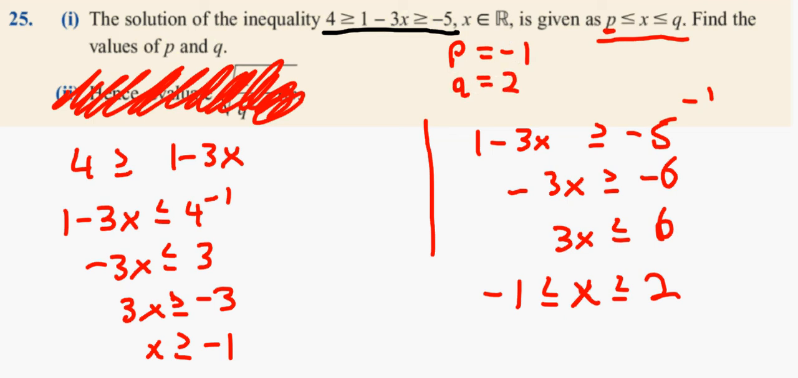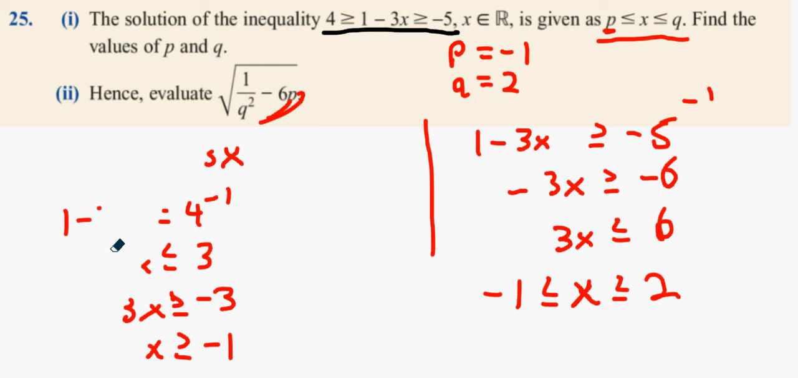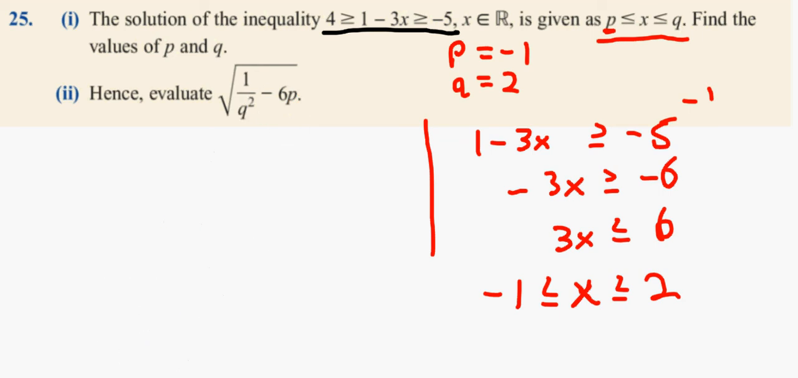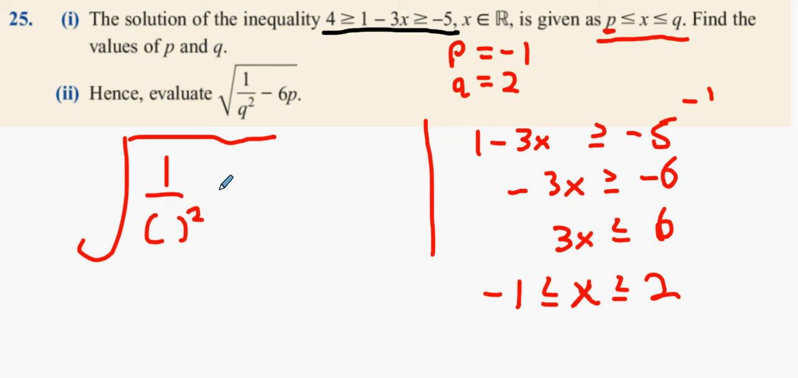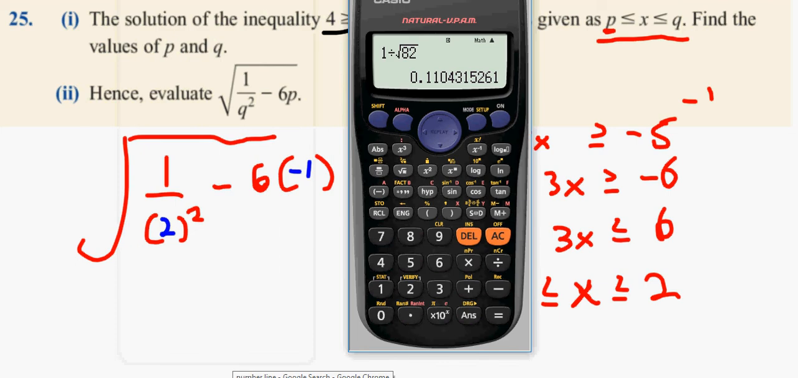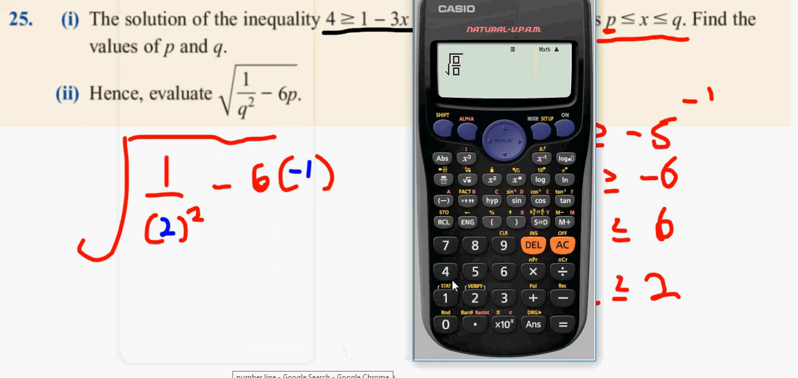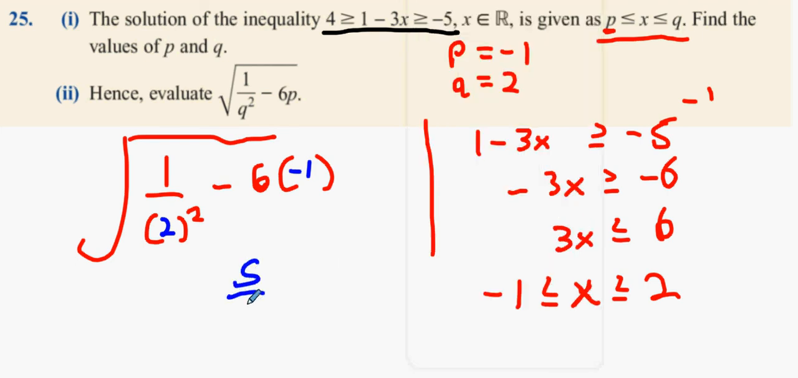2. And then it wants me to do this question here, which I am most definitely going to use my calculator for. Square root bracket 1 over blank squared minus 6 times blank. The p value is minus 1. The q value is 2. I'm not going to waste any time being fancy. I'm just going to go square root fraction 1 divided by 4, isn't it? Or 2 squared if you really want to be particular. And then minus 6 times minus 1. Close bracket, 5 over 2. Done and dusted. Okay guys.